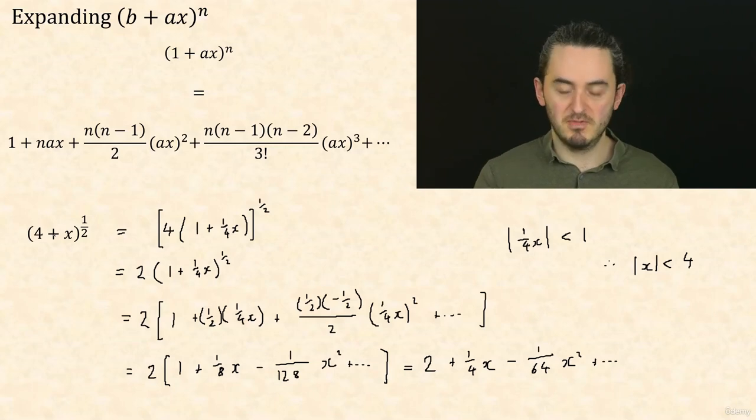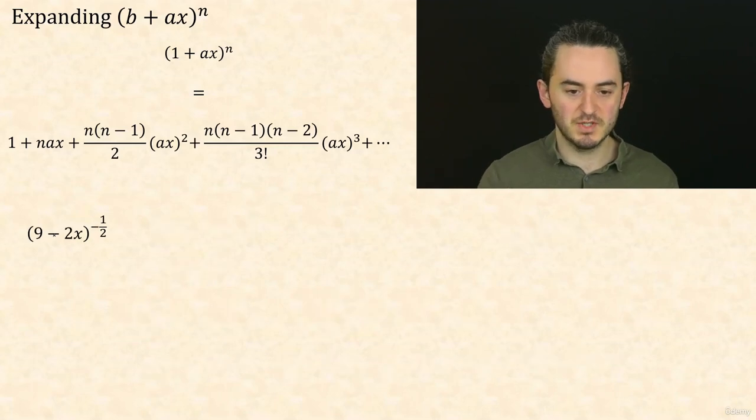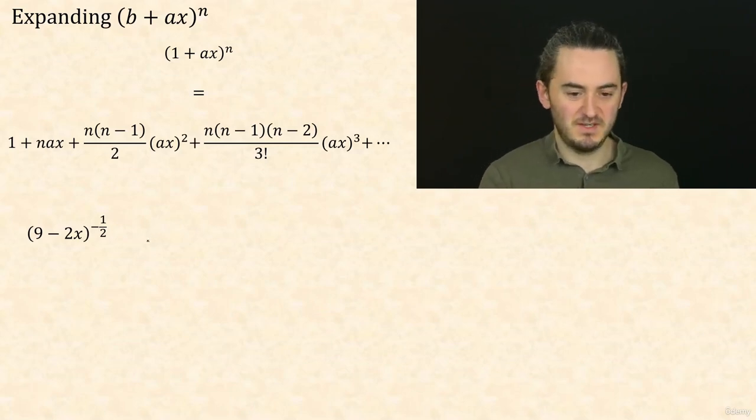Okay, so that's how we do it. We just factorize out that first term and then work in the normal way. Let's look at one more example. I encourage you to pause the video and try this one yourself to see if you've understood. Okay, hopefully you've had a go at this. Let's work through this now.